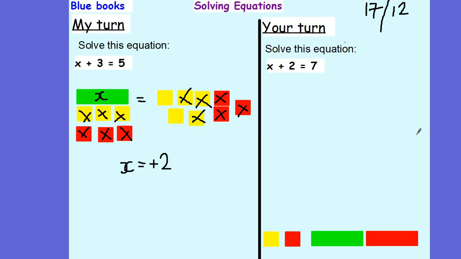In your dark blue books, by modelling with the algebra tiles, can you solve the equation on the right side for me? Pause the video for a minute and have a go at that now. Okay, let's go through the answer.